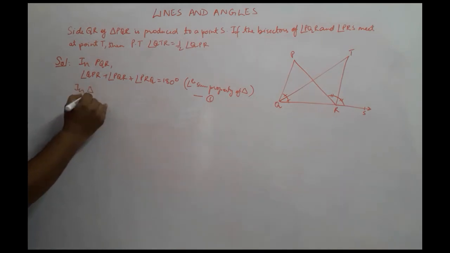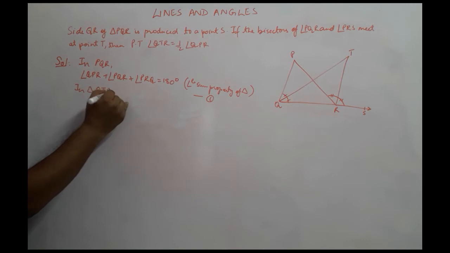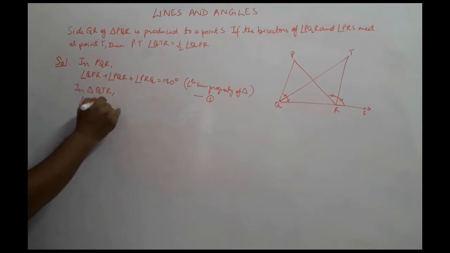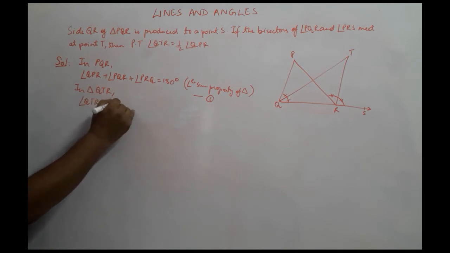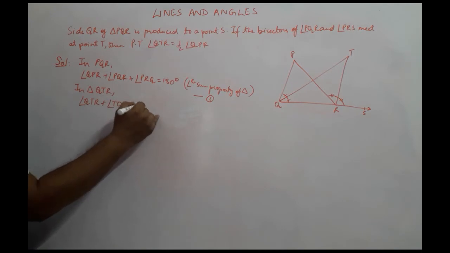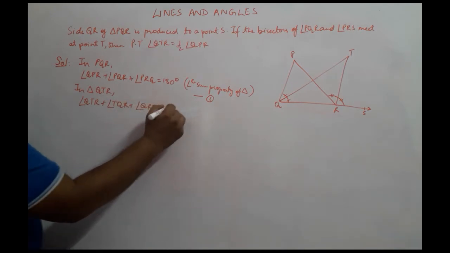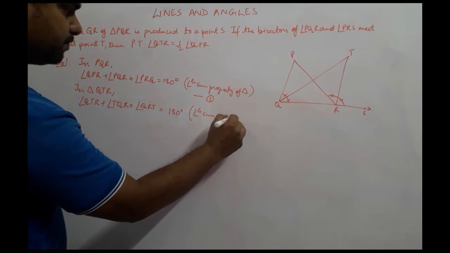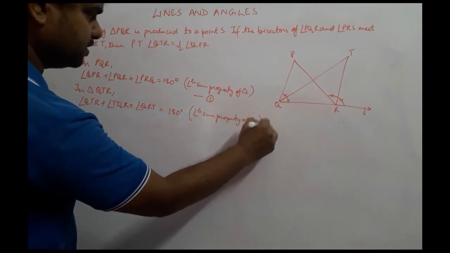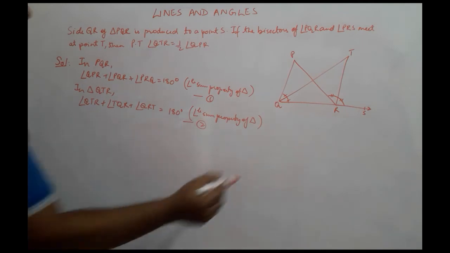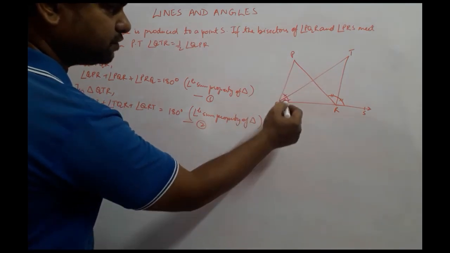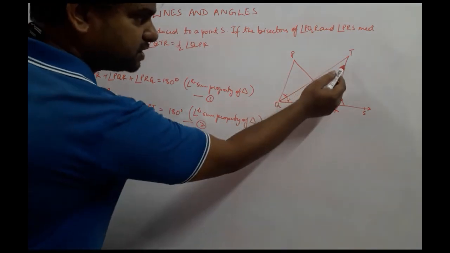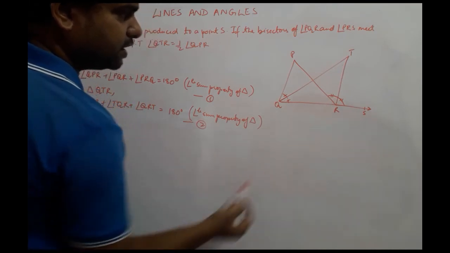And in triangle QTR, angle QTR plus angle TQR plus angle QRT is equal to 180 degrees. Again, angle sum property of triangle. Mark this as 2. So all I've done is I've taken these two triangles and I've used the angle sum property. This angle plus this angle plus this angle is 180 degrees. Then this angle plus this angle plus this angle is 180 degrees.